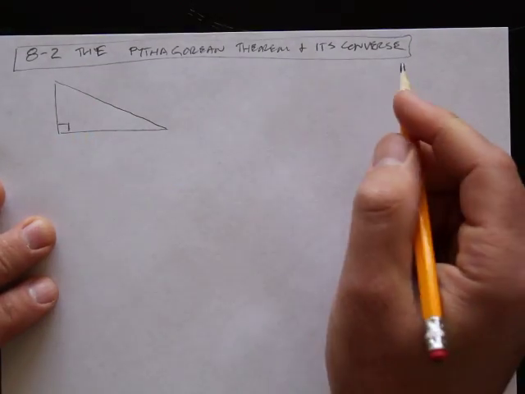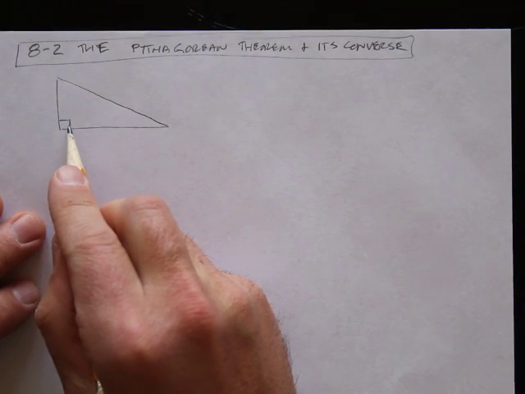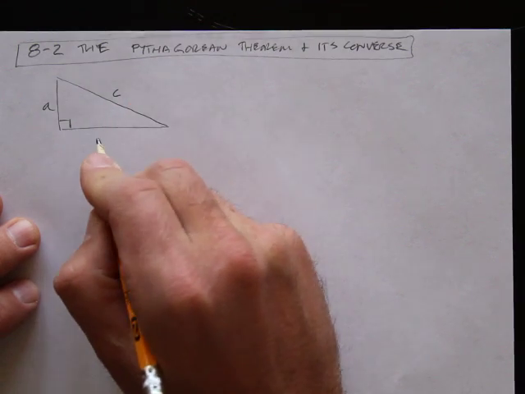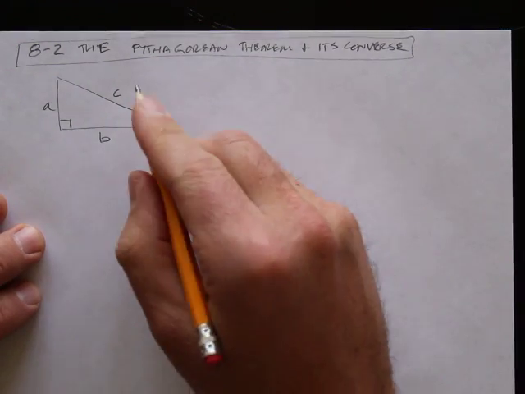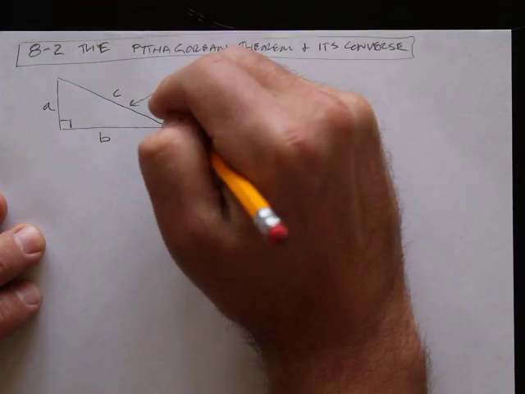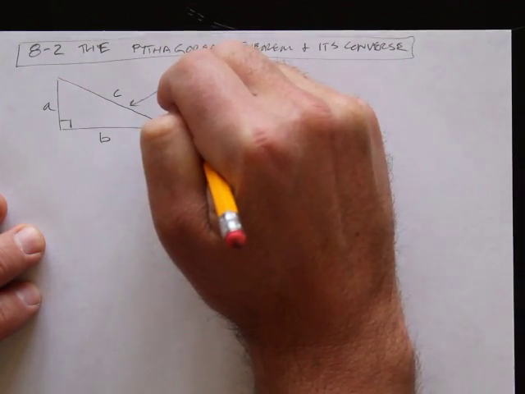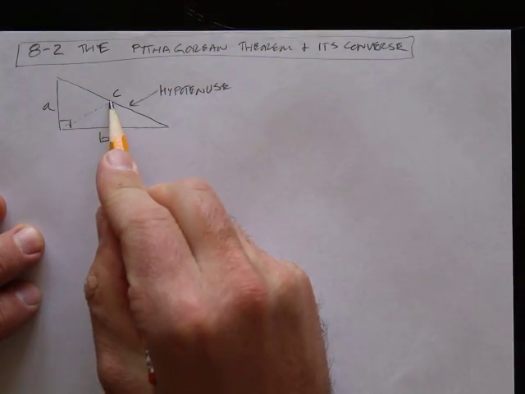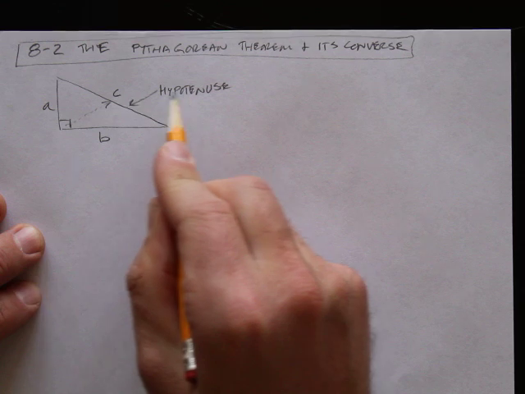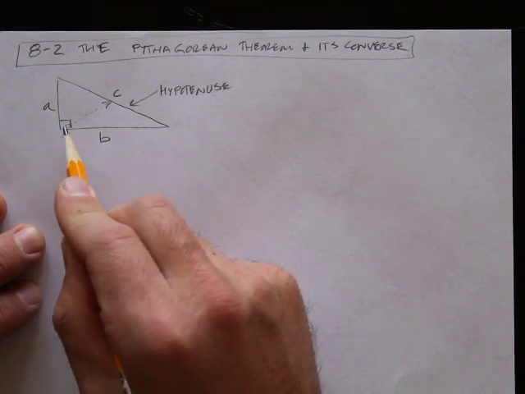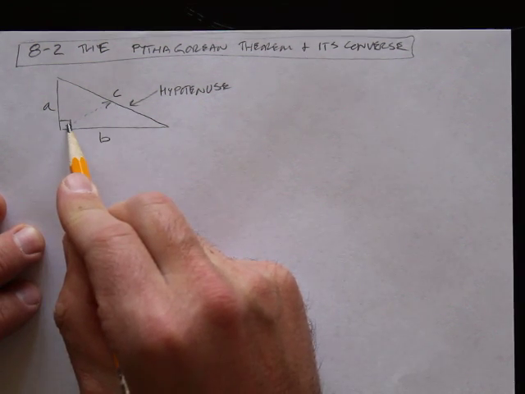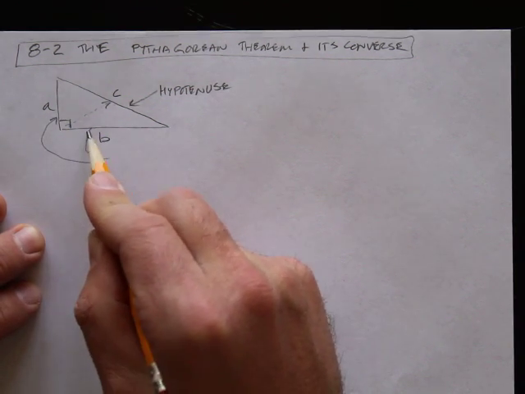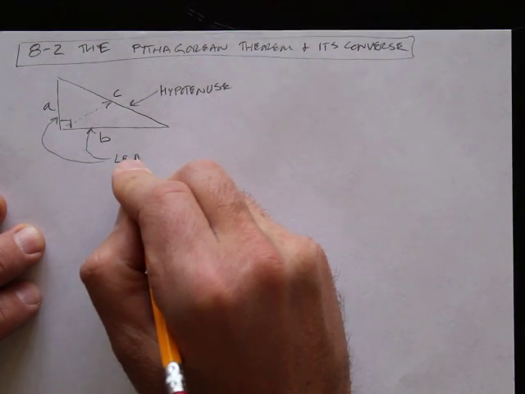We have a right triangle. It's got this right angle here. This is side A, this is side C, and this is side B. This side here is called the hypotenuse. This is the side that's across from the right angle. The hypotenuse is the longest side of a right triangle. It is across from the right angle. This side here and this side here, these are called the legs.